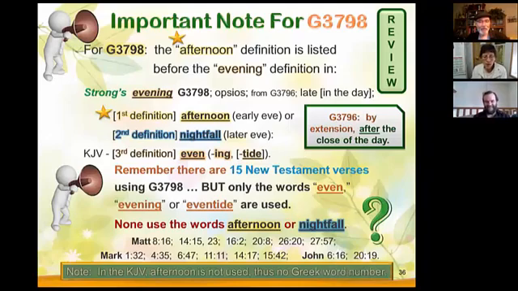I also looked in the King James Version for the word afternoon and to see if there was a Greek word number for that. But afternoon is not even found in the King James Version of the scriptures. No afternoon at all. So when I found that, I thought, okay, so they just put afternoon here. They hooked it into 3798 for evening, but why they listed it as the first definition, I don't know yet.